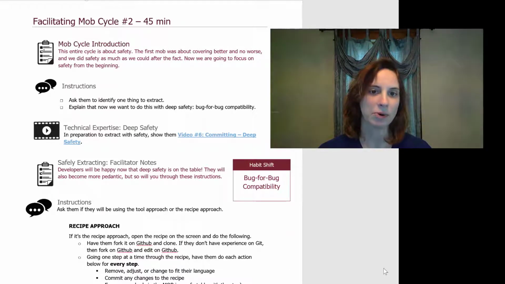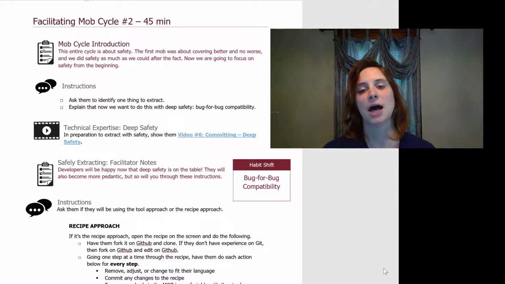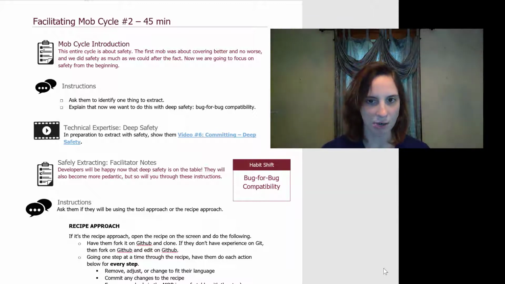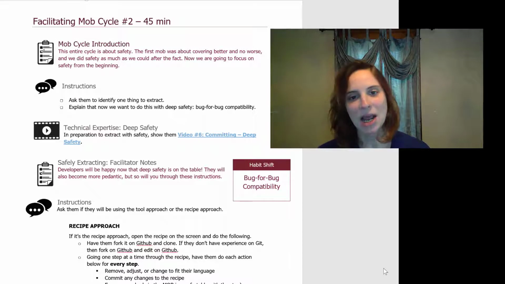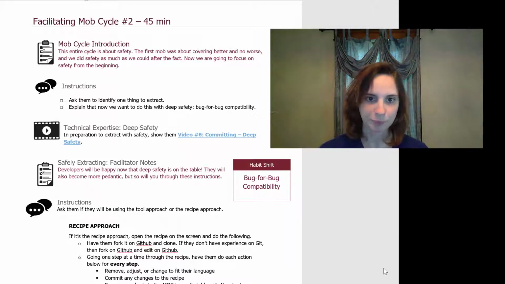So the instructions are pretty much the same in that you're going to ask them to identify one thing to extract, but now you can tell them that we're going to do this with deep safety, and we're going to focus on that highest level of safety, bug for bug compatibility. So we need to make sure that they have some technical background here that, once again, we can't provide, but we have video number 6, committing-deep safety, and here's where Arlo will introduce those concepts to your developers.